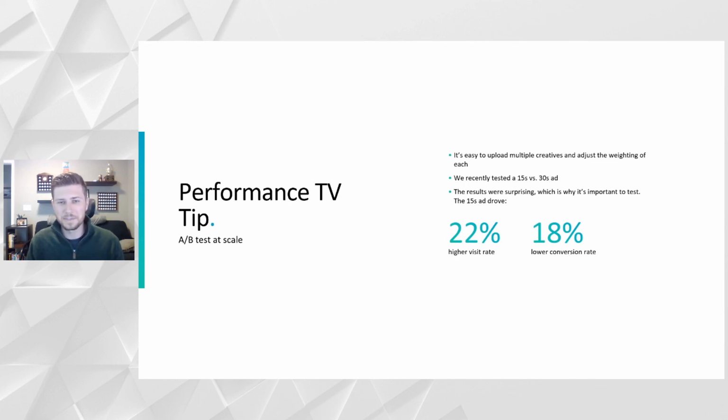So we wanted to run a 15-second versus 30-second ad and see which performed best. And the results were a little bit surprising and also inconclusive, depending on what your outcome and desired primary KPI is. So the 15-second ad actually drove a 22% higher visit rate. So we were driving more traffic to the Mountain website when the 15-second ad was served. However, we saw an 18% lower conversion rate with that ad.